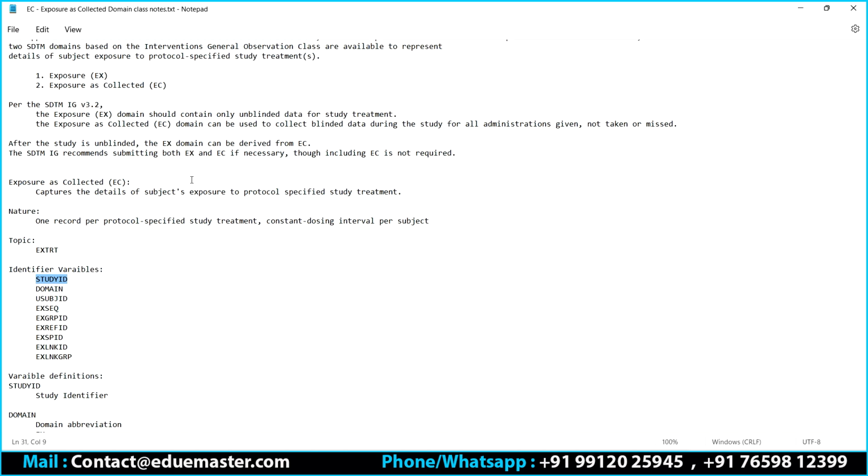All right, perfect. So now the same stuff repeats, but first we need to understand what it captures. It captures the details of the subject's exposure to protocol-specified study treatment. In addition to that, administration, that is what has actually been given, and administration as collected.